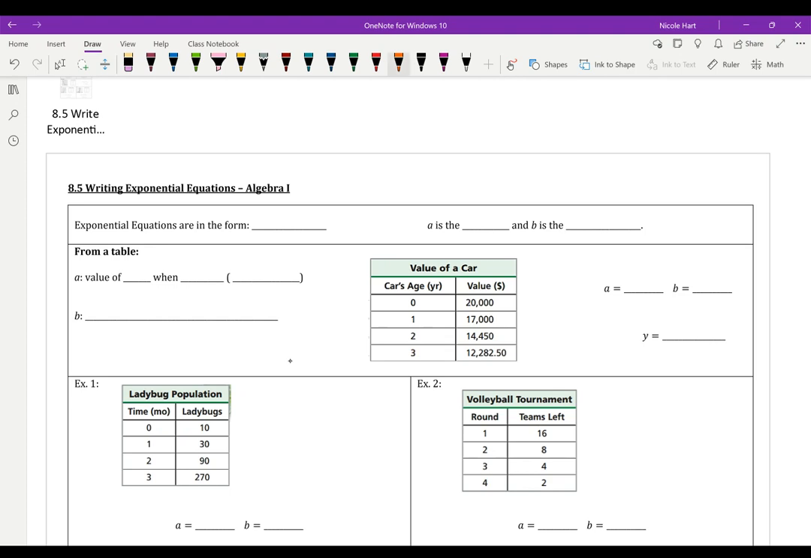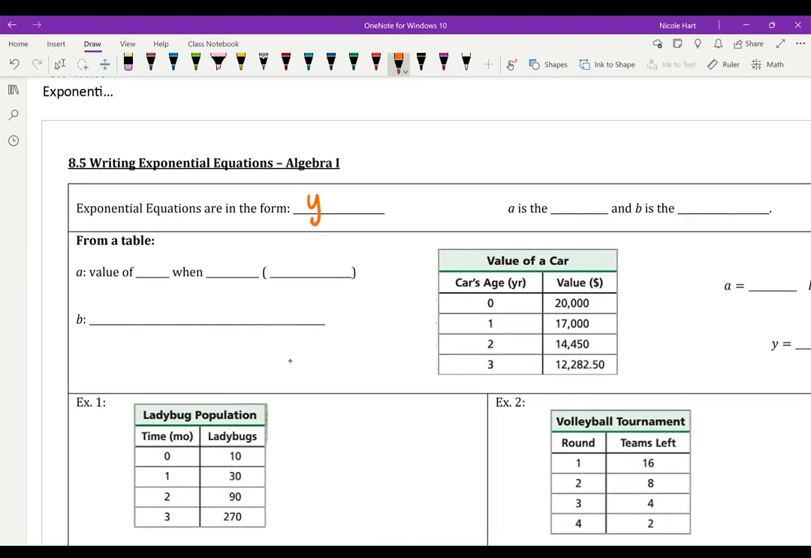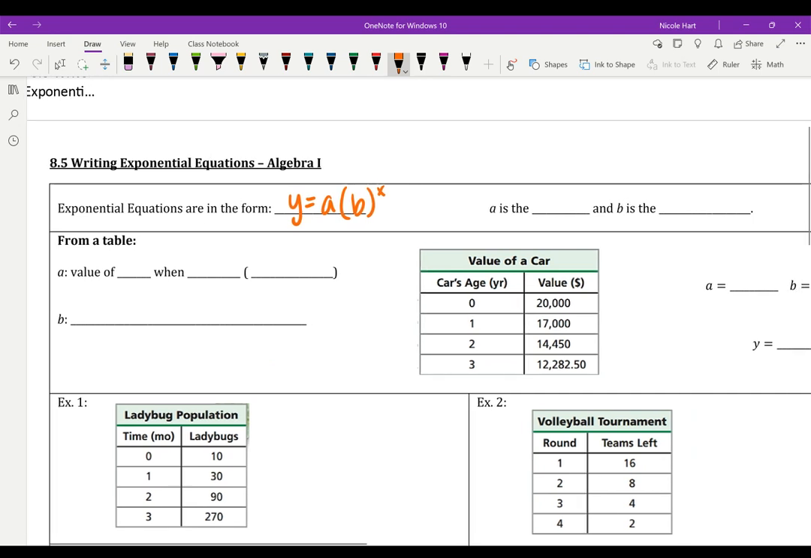Today we are going to be writing our exponential equations based off of a table or a graph. So we just want to remind ourselves a few important things about our exponential equations. The form is going to be y equals ab exponent of x. And sometimes you'll see us write that as a, parentheses b, and then the exponent of x, especially if we have a value of a that is not 1.